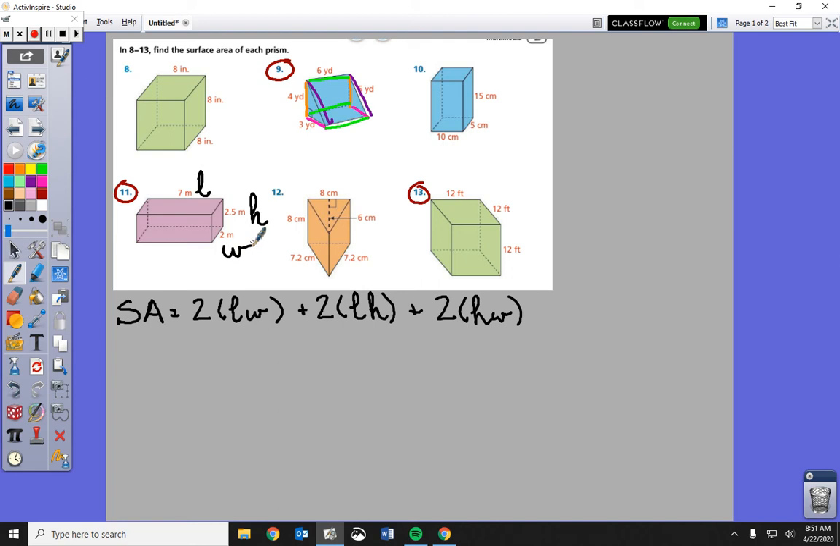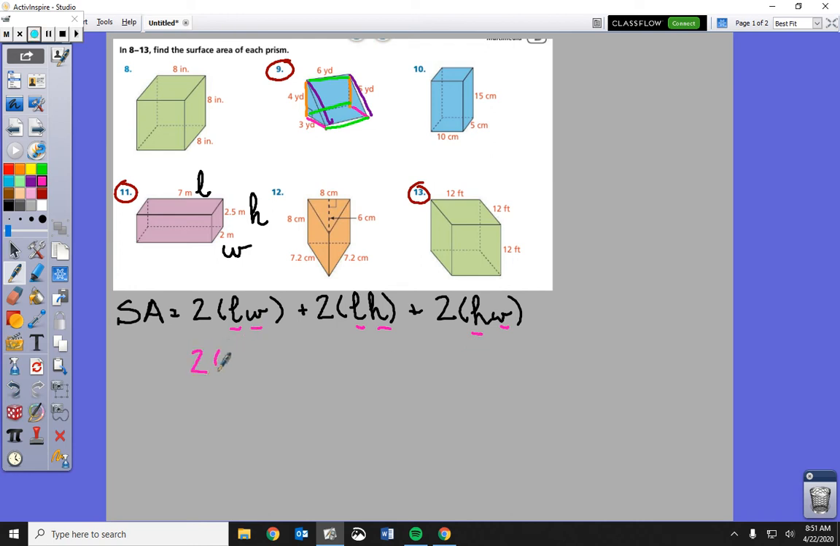It doesn't really matter what I call the length or the width or the height, as long as each one has its own label, because multiplication is commutative. And you notice in my formula here, I have 2 lengths, 2 widths, and 2 heights. Now I just go ahead and substitute those values into what I've established.